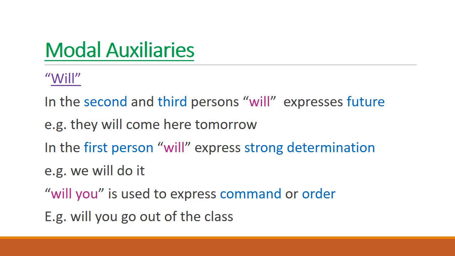In the first person, will expresses strong determination. I or we denotes first person. The example is, we will do it. Here it is from the we perspective, so it is expressing strong determination.